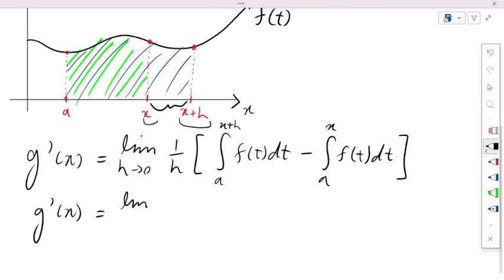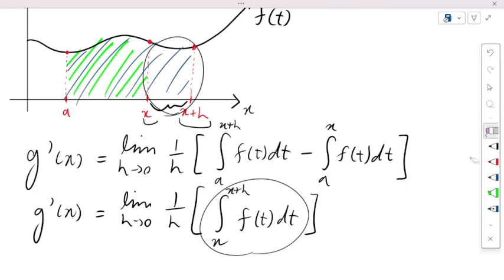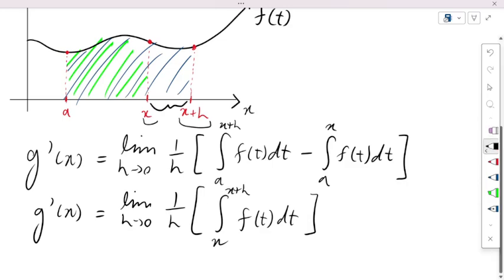is equal to the limit as h approaches 0 of 1 over h multiplied by, let me just keep the multiplication, the integral from x to x plus h of f of t with respect to t, which is represented by this area over here that we had left from x to x plus h. Okay, cool. Now that we have the understanding like that, we need to consider the following criteria.